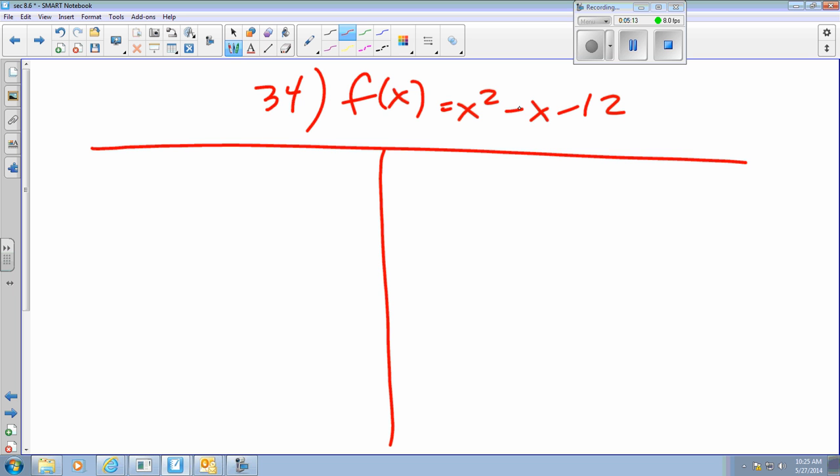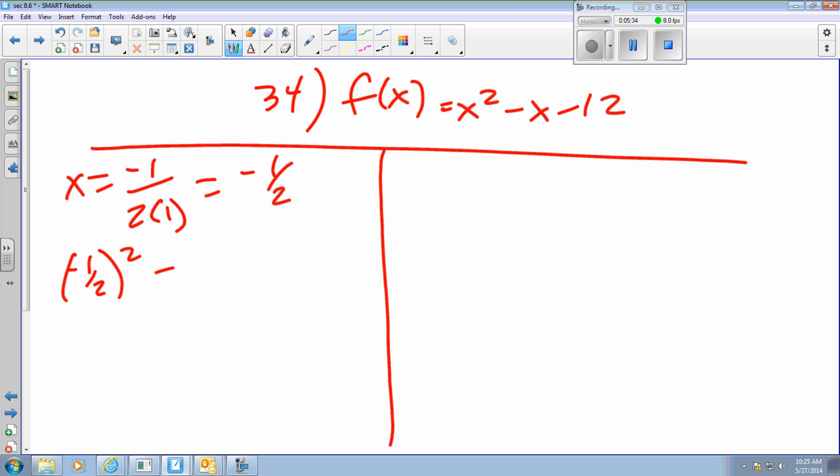I know I don't want to do the completing the square because this is an odd number in the middle here, so I'm going to go with x equals negative b over 2a, negative 1 over 2 times 1, so I get a negative half for my axis of symmetry. When I plug that in, I get negative half squared minus negative half minus 12. Negative half squared is positive 1/4. Two negatives makes a positive half, minus 12.